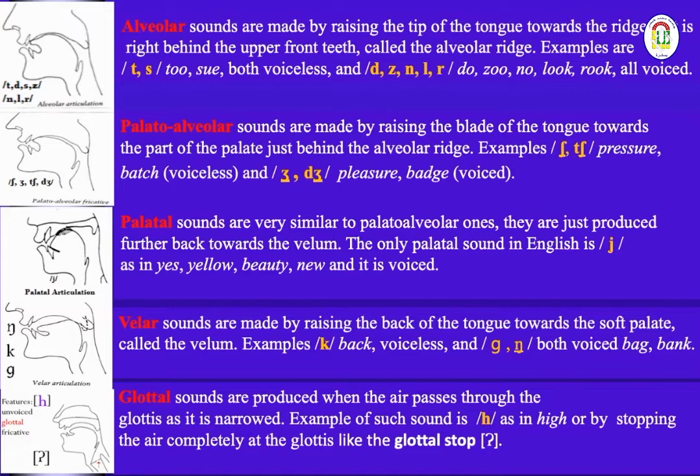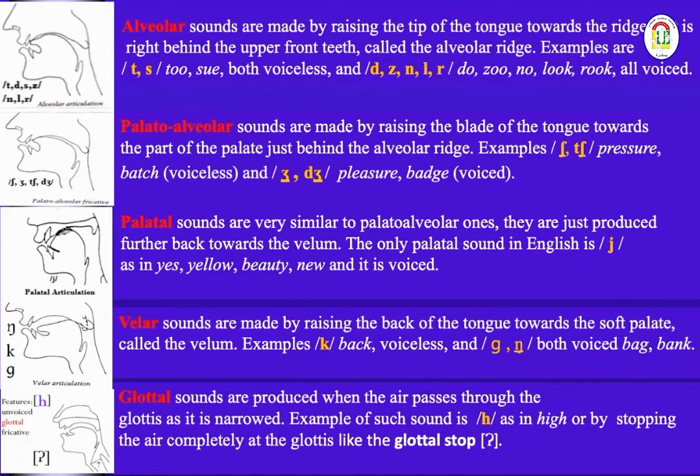Palatoalveolar. Palatoalveolar sounds are made by raising the blade of the tongue towards the part of the palate just behind the alveolar ridge. Examples of such consonantal sounds are sh and ch, like in pressure and batch. Both are voiceless. And the voiced zh and j, like in pleasure and badge. Both are voiced, that is, they are produced with vibration in the vocal cords.